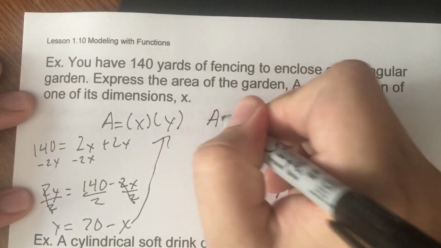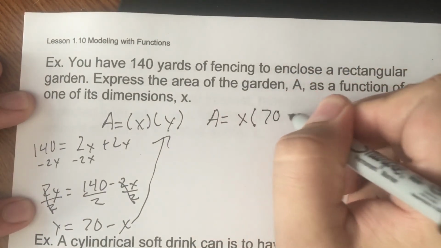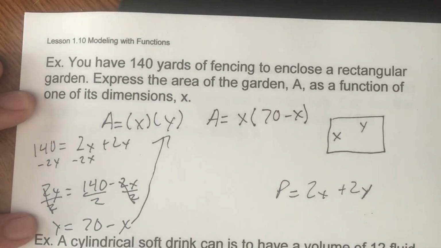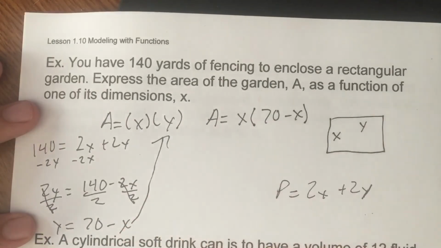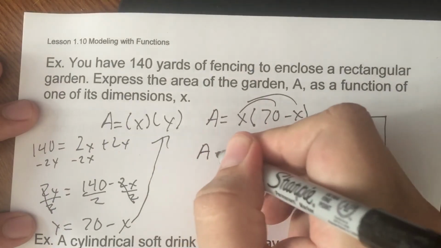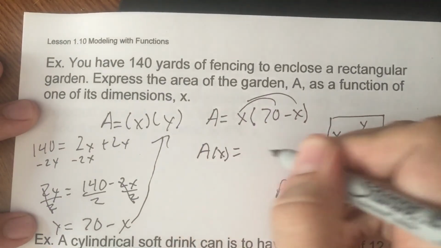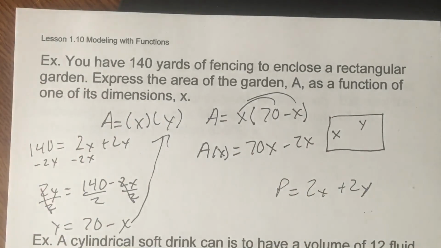So area becomes x times 70 minus x. Because if we solve for y in our one equation, we know what y is, we can sub that in for the y in our area, and then all we gotta do now is distribute that x in. So our area, A of x, is gonna be equal to 70x minus 2x. So if x is the width, whatever width we decide, we can put that in, and that'll give us our area. And we can go from there.